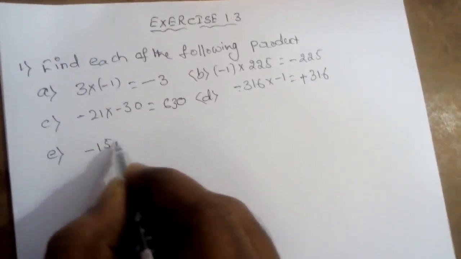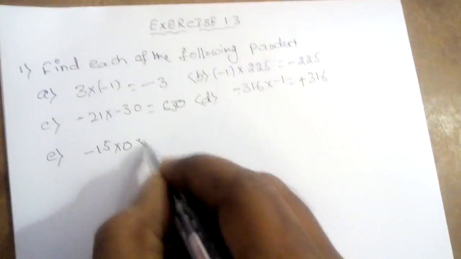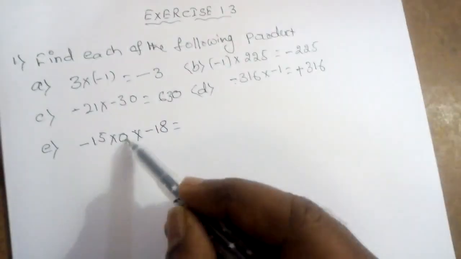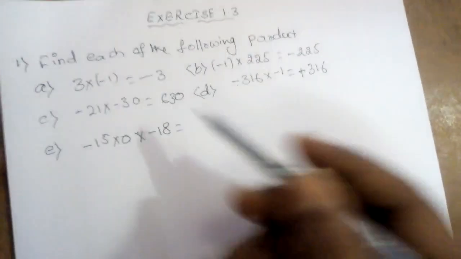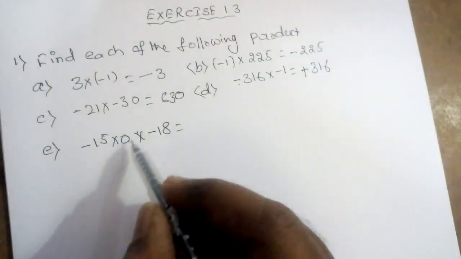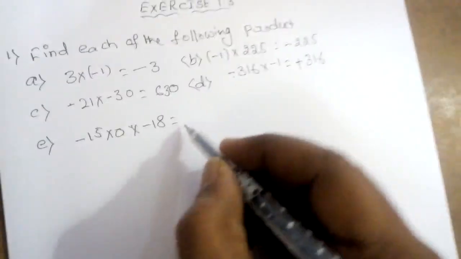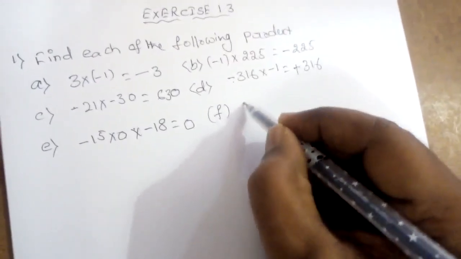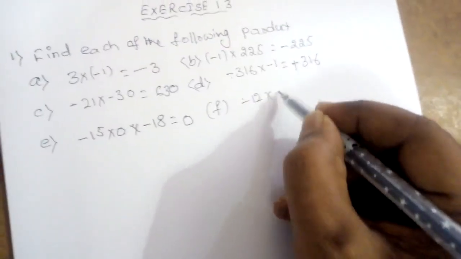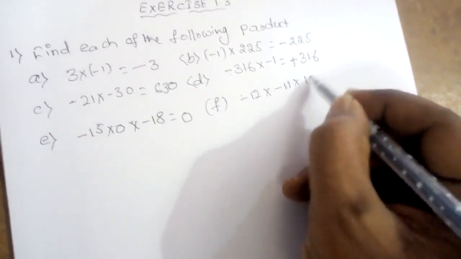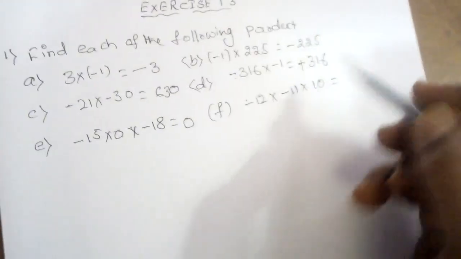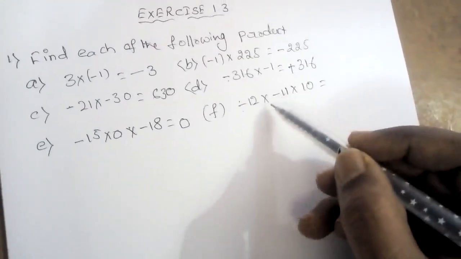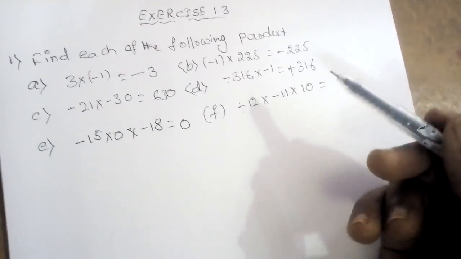Minus 15 into 0 into minus 80. Simple here. 0 into anything, we get 0. So go to multiplication: 15 into 0 is 0, 0 into 80 is 0. So next, F question. Minus 12 into minus 11 into 10. Observe this question. How many negative signs are there? Here 1, 2, 2 negative signs. 2 is an even number, so we get a positive sign.